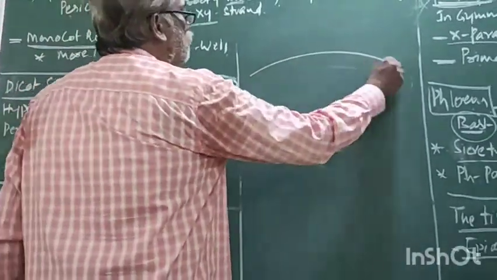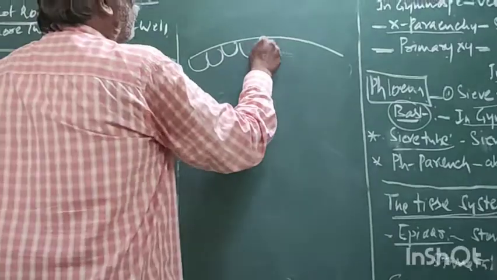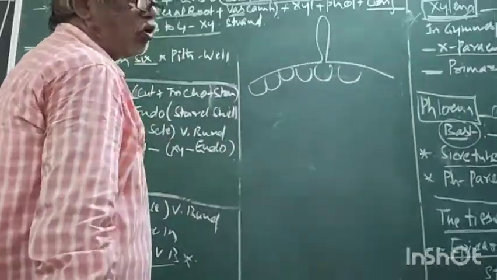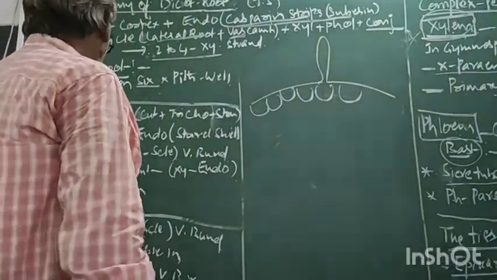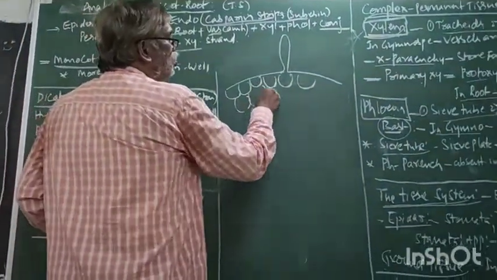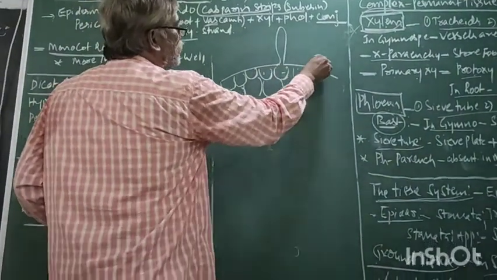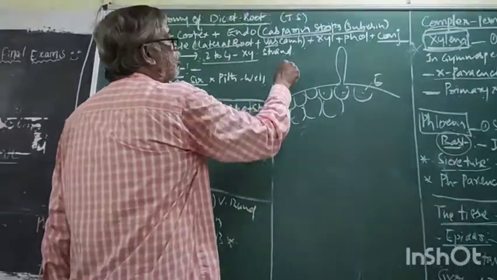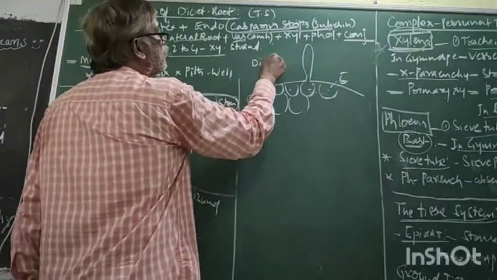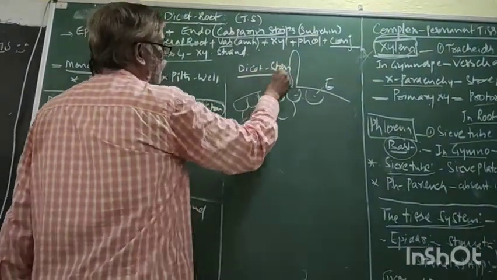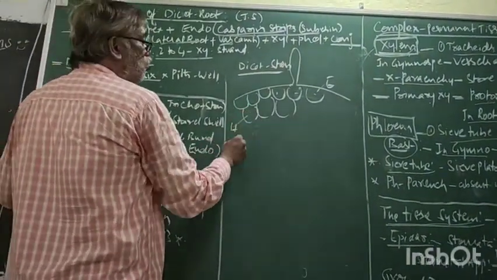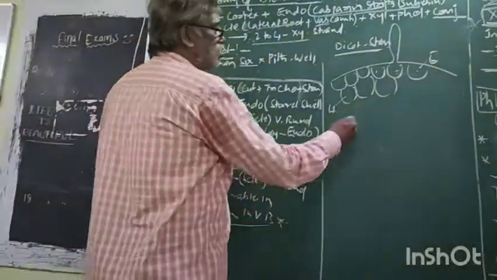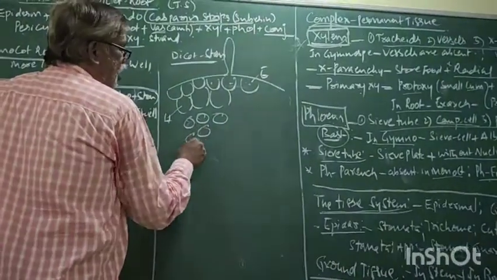Now the outermost layer is the epidermis. It has trichomes, not root hairs. Trichomes. Below the epidermis is the hypodermis. Whose? Dicot or monocot? Dicot stem. Right. Hypodermis means collenchyma. Right. Cortex. Now below it is the cortex.